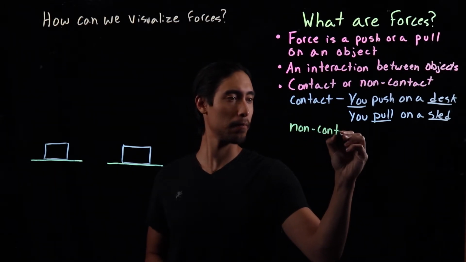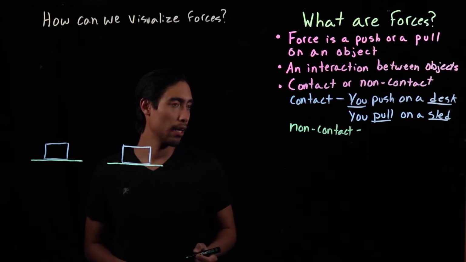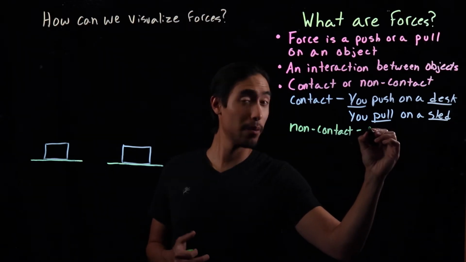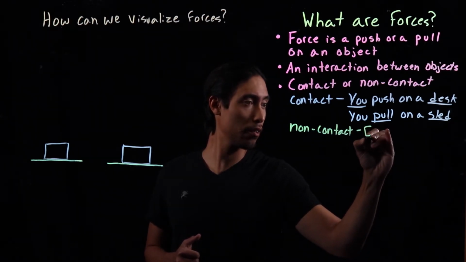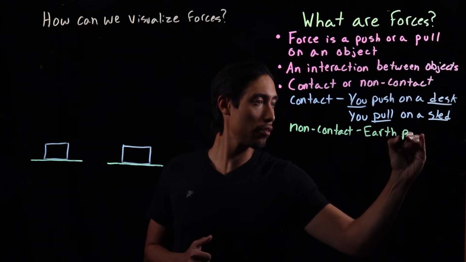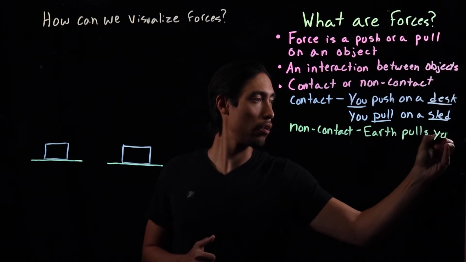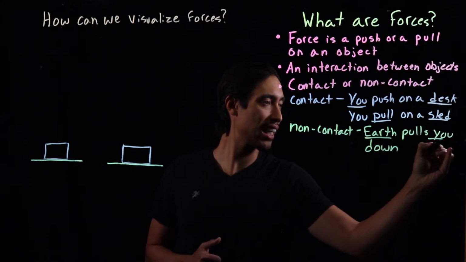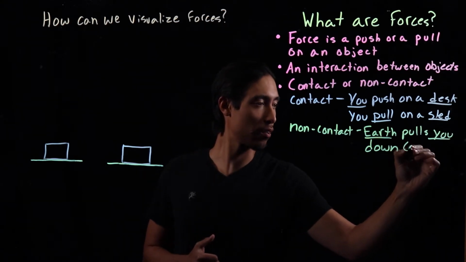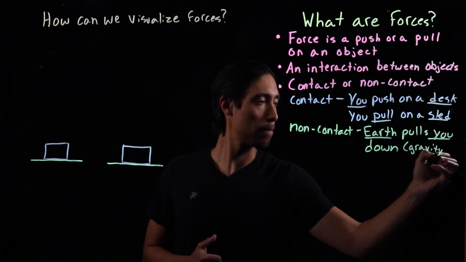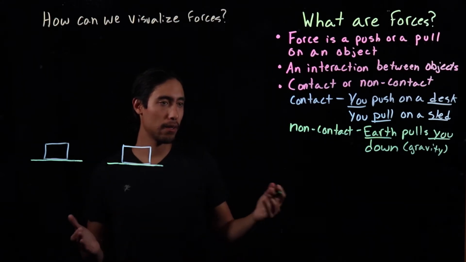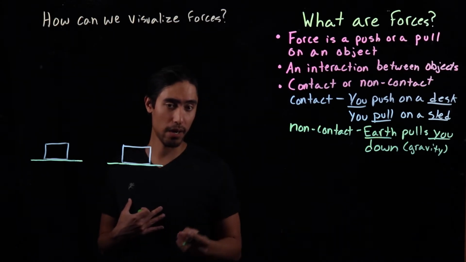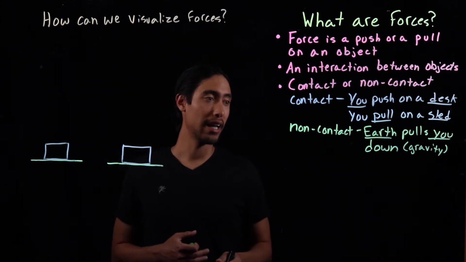Non-contact. Let's say the Earth, you might already be familiar with this example. The Earth pulls you down. The Earth is pulling on you, and this is the force of gravity. So the Earth is exerting a gravitational force on you and is pulling you towards the ground no matter where you are. It is non-contact.